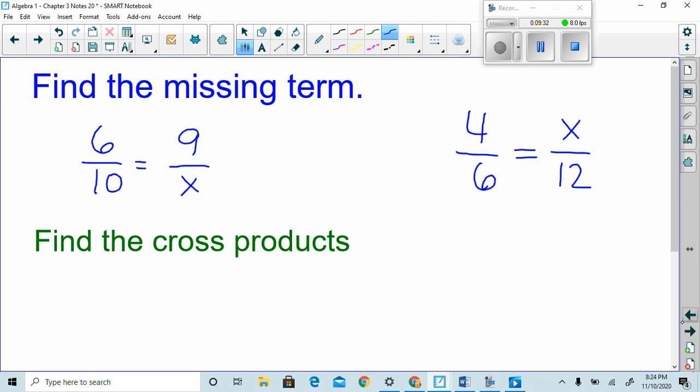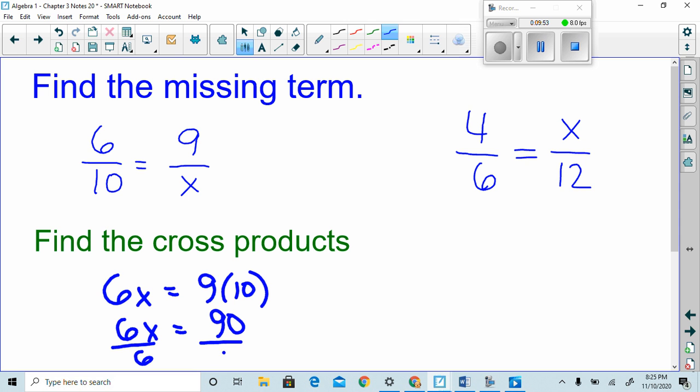Now, the last thing I want to do before I end today's session is look at finding a missing term. Again, we're going to use our cross products property. We're going to multiply 6 times x and 9 times 10. That will give me 6x is equal to 90, and I'll divide both sides by 6. Now again, I want to keep my answer in decimal form. I'm going to divide, and 6 will go into 9 once with 3 left over, and that will be 15. x is equal to 15.